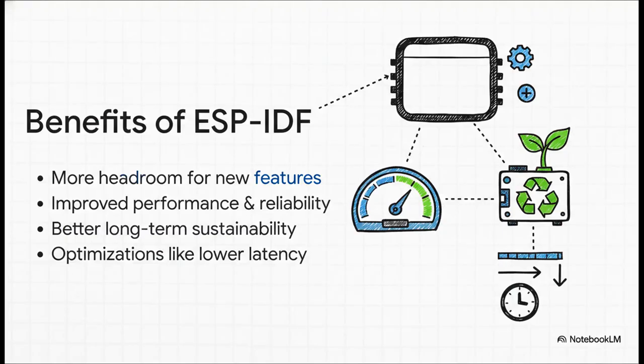So what does a 40% smaller file size actually mean? Well, it means devices that were completely full can now get new features. It means better performance because the code itself is more optimized. And maybe most critically, it means that devices already out there in people's homes can be supported for years longer, which is a huge win for sustainability.